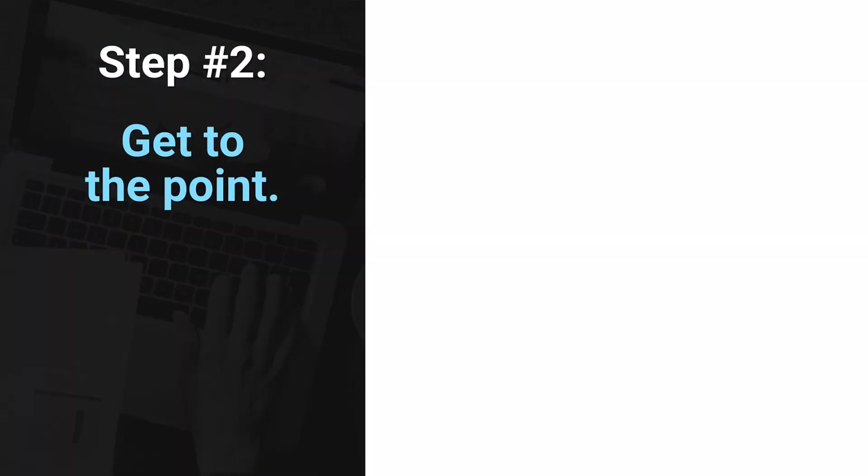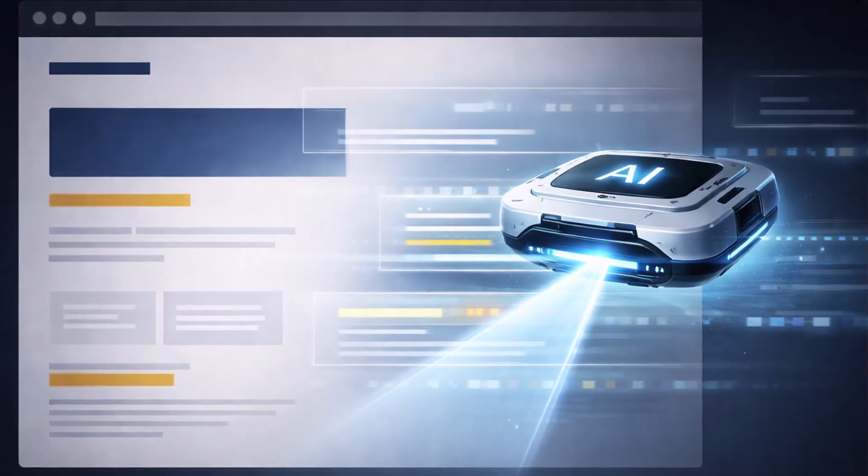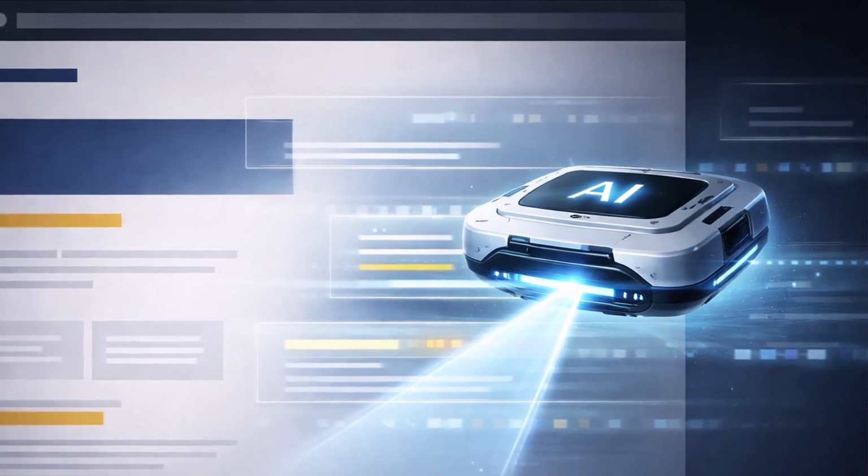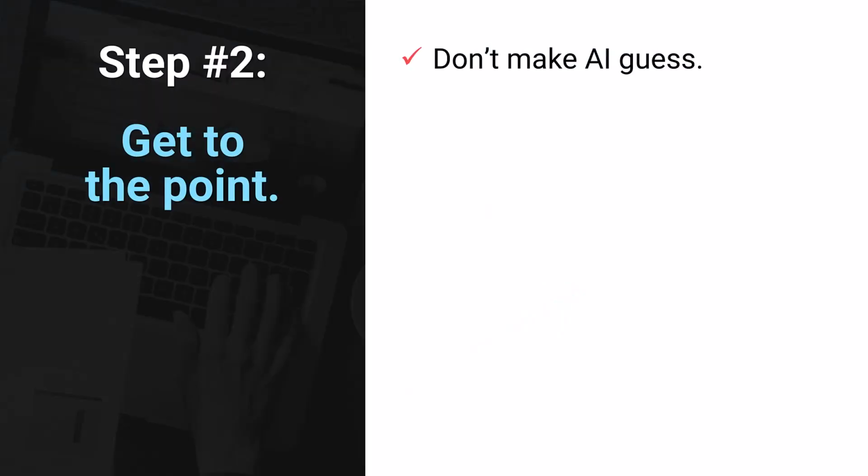Step 2, get to the point. You don't need a big windup. Just get to the point. If an AI bot lands on your page, it should immediately understand the main point of that page. So you want to make the important information easy to grab. Don't make AI guess. Serve it up on a platter.